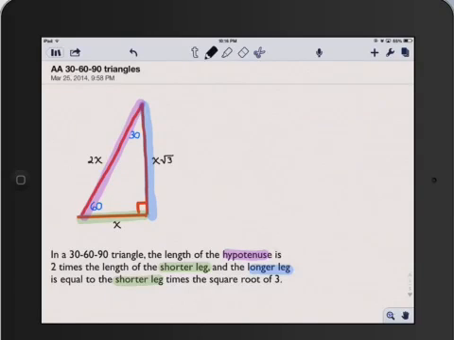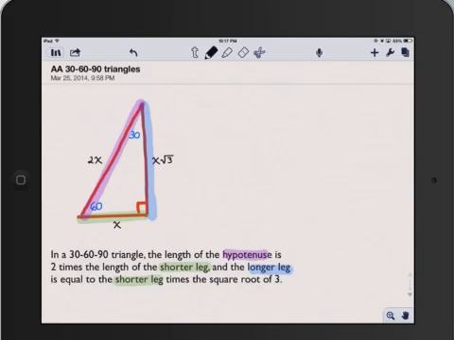Okay, the next theorem, the 30, 60, 90 triangle theorem. In a 30, 60, 90 triangle, the length of the hypotenuse is 2 times the length of the shorter leg, and the longer leg is equal to the shorter leg times the square root of 3.